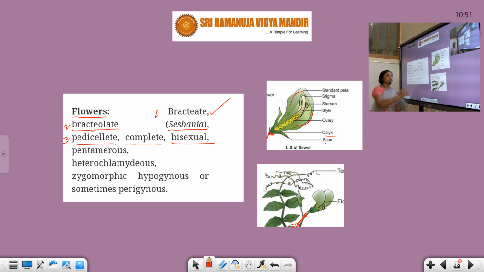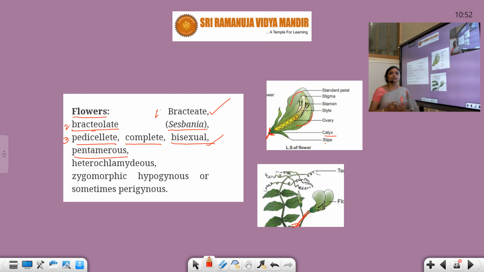Pentamerous. I explained this when we saw the morphological structure of the flower: pentamerous, tetramerous and trimerous. The merosity of flowers we have seen. Pentamerous means if the calyx or corolla, that means sepals or petals, are 5 or a multiple of 5, or we can say if the floral whorls are 5 or a multiple of 5, that means 5, 10, 15, 20, 25, that is called pentamerous.